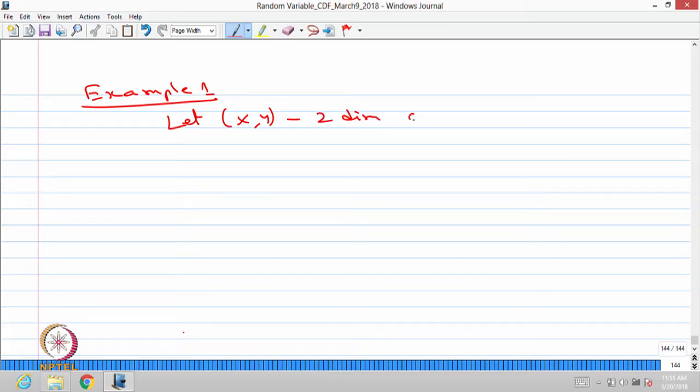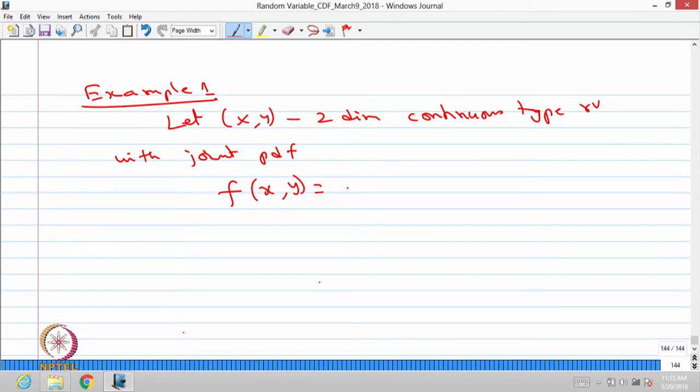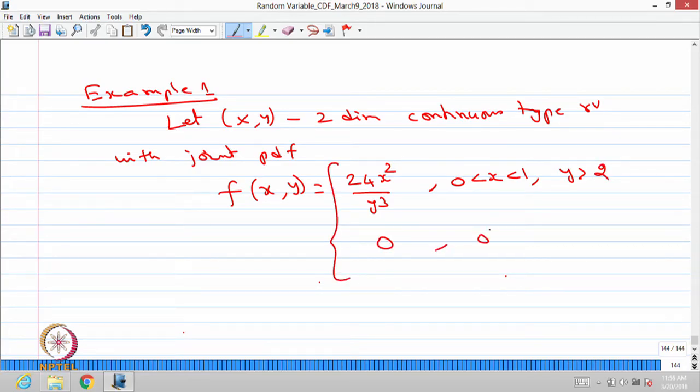two-dimensional continuous type random variable with the joint probability density function of the form f of x comma y. After we find the value of k, we got 24 x square divided by y cube when x lies between 0 to 1 and y is greater than 2, otherwise it is 0.